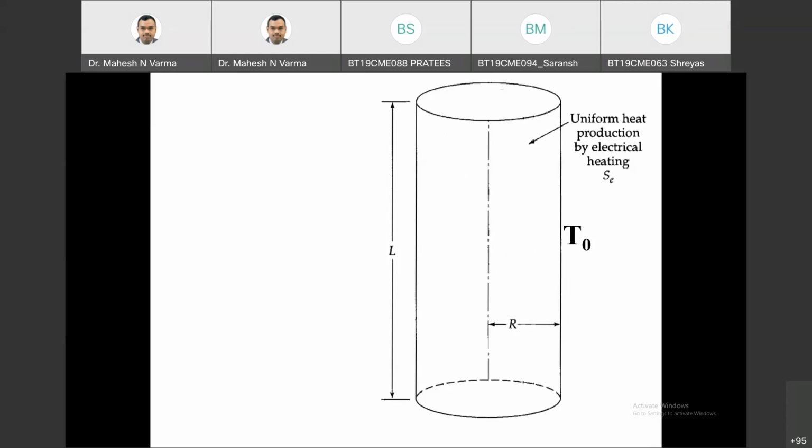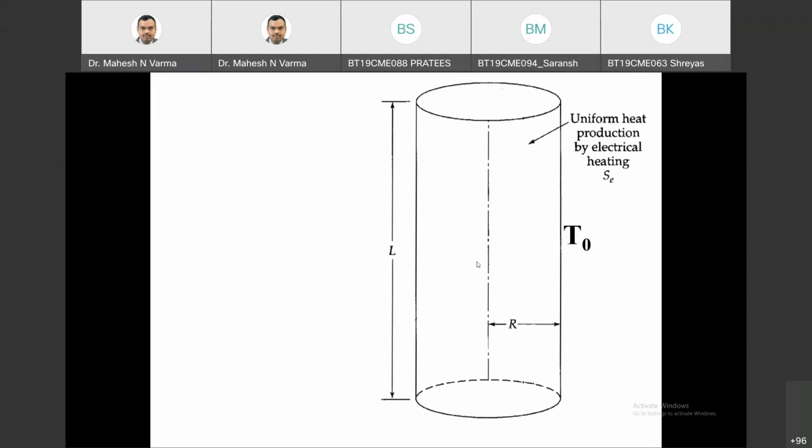Now some of the electrical energy will be lost and will appear as heat. As electrical current passes through this wire, some of the electrical energy is lost as heat. Because of that, there will be a temperature increase in this wire. At the same time, the outside surface of this wire is maintained at temperature T0, and say Se is the heat generated per unit volume, a uniform heat generation per unit volume in this wire.